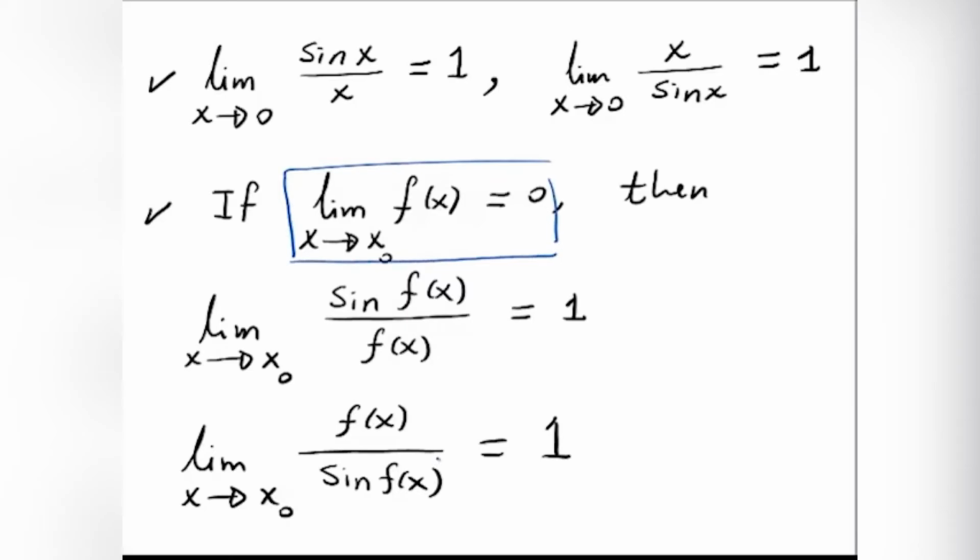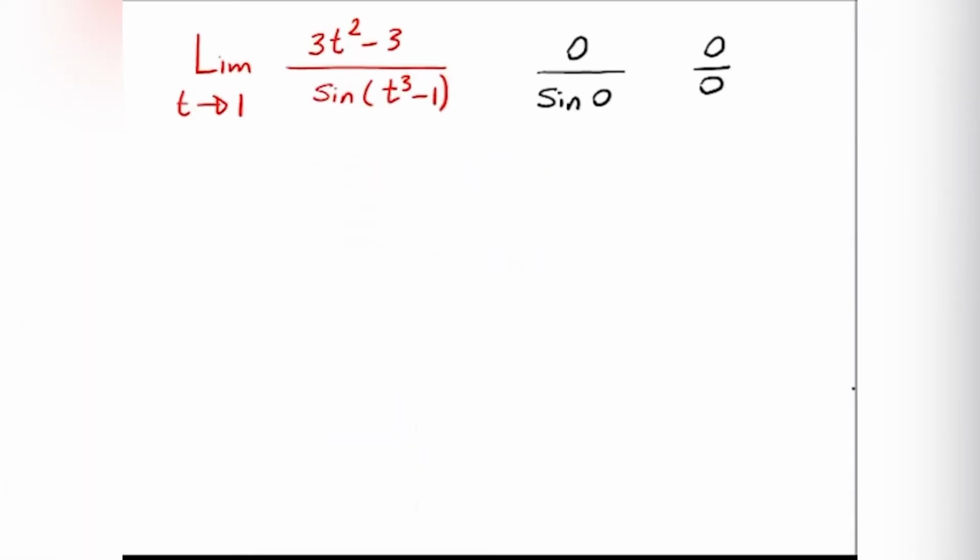If the argument inside the sine goes to 0 as x goes to x0, and we have the same argument in the denominator, then this limit is going to be 1. We have the same situation in our problem here. As t goes to 1, the argument of sine, which is t cubed minus 1, goes to 0. So this is the right place to apply this result.